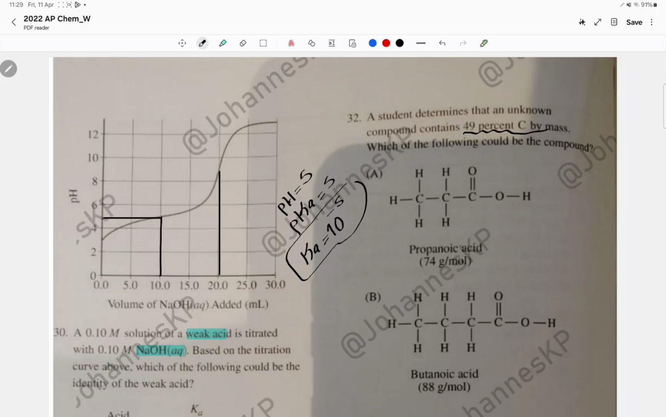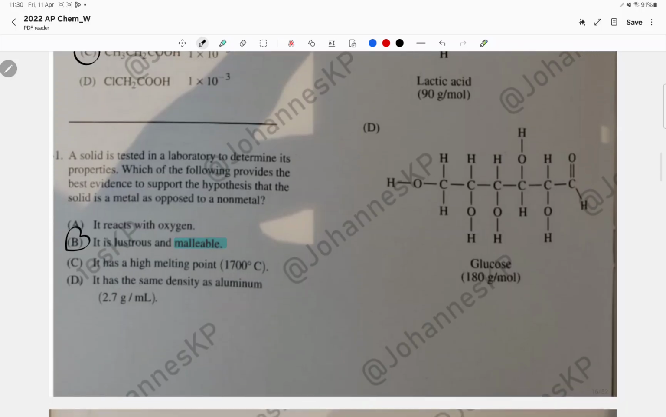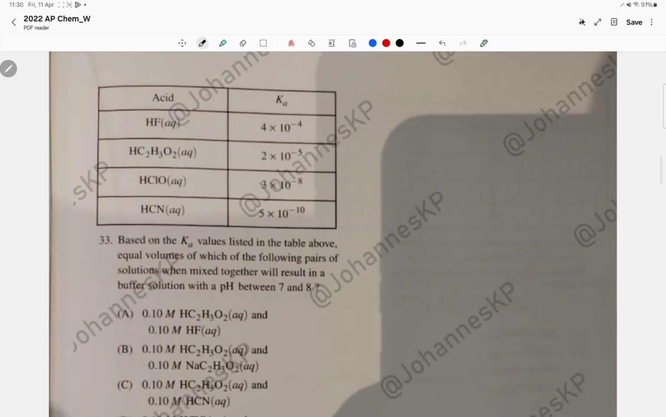49% carbon by mass. Okay, so we should just find out the mass percent of carbon and hope it's in the beginning. It was A. So how many carbons do we have in here? 3. 36, times 12 divided by 74 times 100, and you get 49%. 48 point something, which is 49. Very good. So we got lucky, it was A.